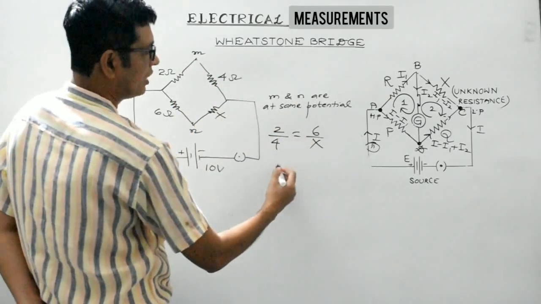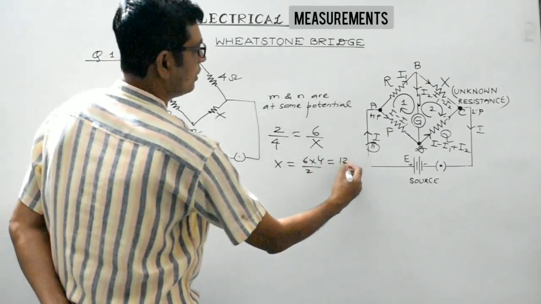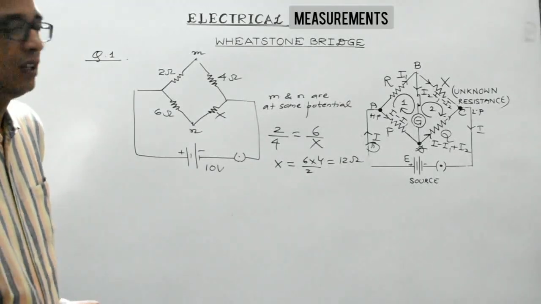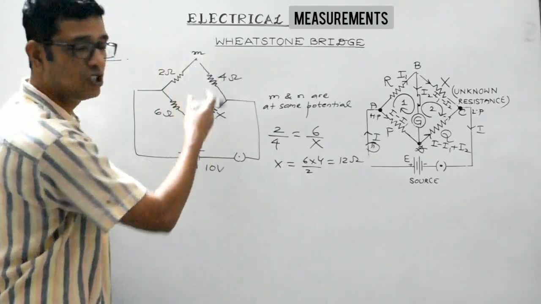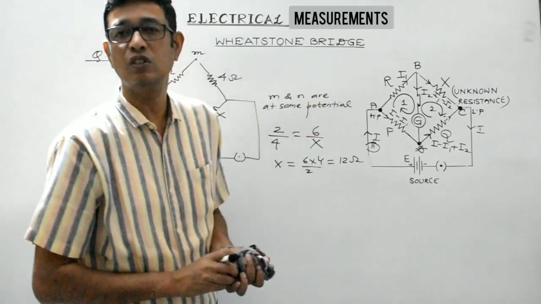Right? So what you get is, X will be equal to 6 into 4 divided by 2. So it will be 12 ohm. Clear students? Very, very simple. So you can find out the net resistance also in the circuit and the current flowing through each branch, that can also be found. So this was just a simple application based on Wheatstone bridge.